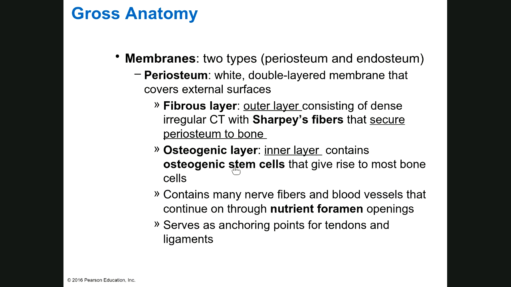This contains stem cells. We call them osteogenic stem cells, and these osteogenic stem cells, of course, are going to give rise to our other bone cells. The periosteum has lots of nerves, just like the inside of the bone, and lots of blood vessels, just like the inside of bone. These vessels continue on through the bone through what are called nutrient foramen. The periosteum has these little openings called nutrient foramen, because we carry our nutrition through our vessels through these little foramen.